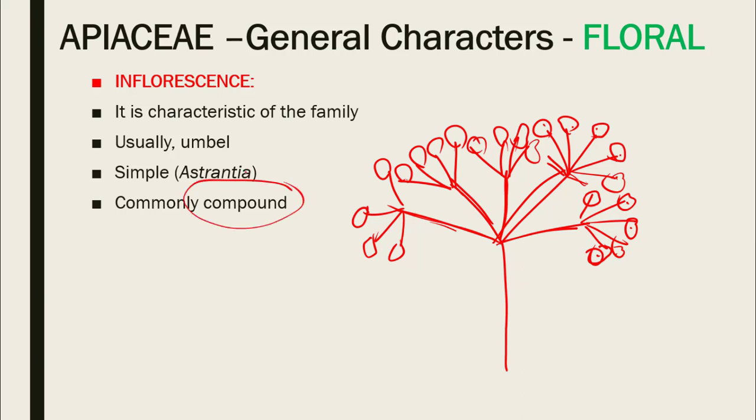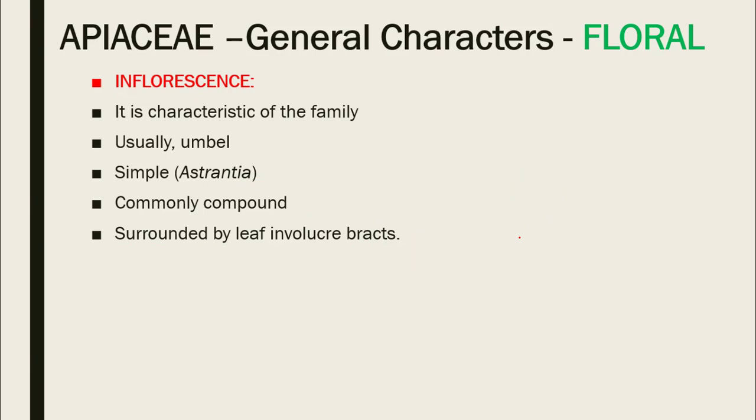In compound umbel we have bracts here, as it says, surrounded by involucre bracts. So these are the involucrate or involucre bracts. So this is a compound umbel, and the previous figure was that of a simple umbel. So we have two kinds of umbels found in the family Apiaceae.